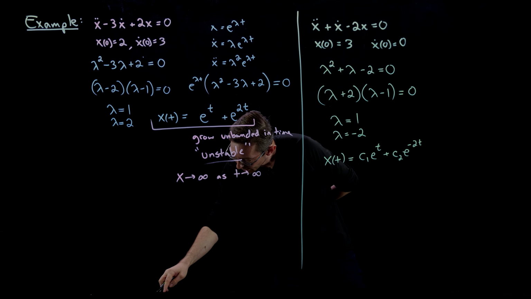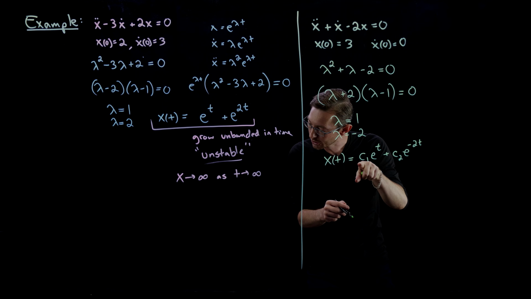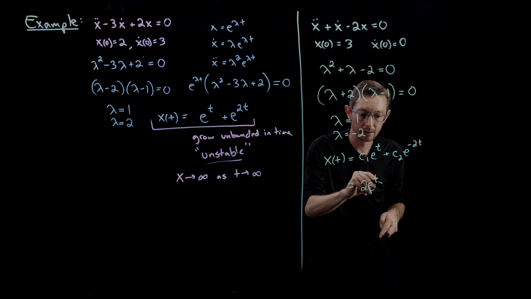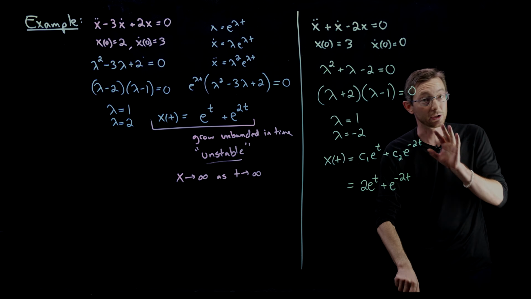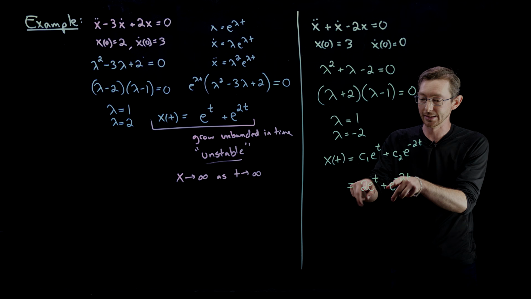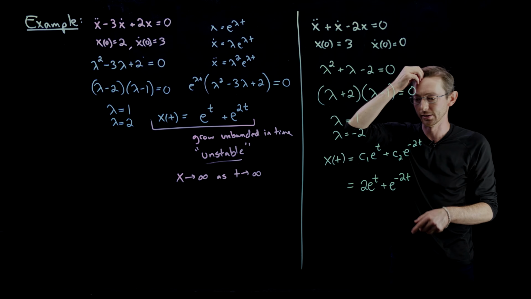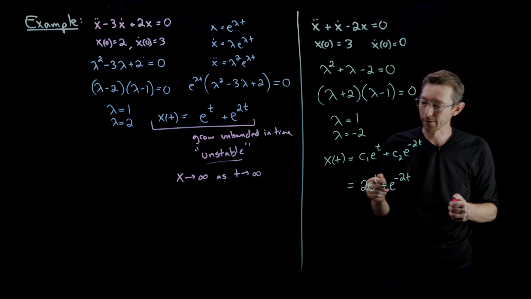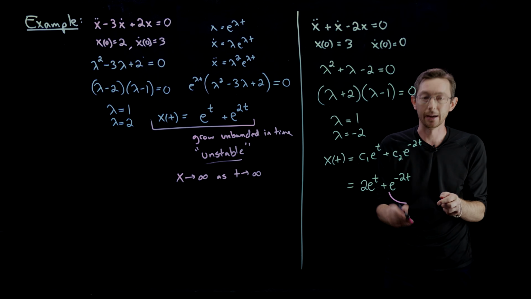I'm pretty sure based on these initial conditions, we can find that C1 is 2 and C2 is 1. So this equals 2e to the t plus e to the minus 2t. This is a good exercise for you. Just pause and convince yourself that these coefficients satisfy this initial data, these initial conditions. And now what happens here? So this is why I chose this example for the last one. This one has a negative lambda. This is going to decay in time.